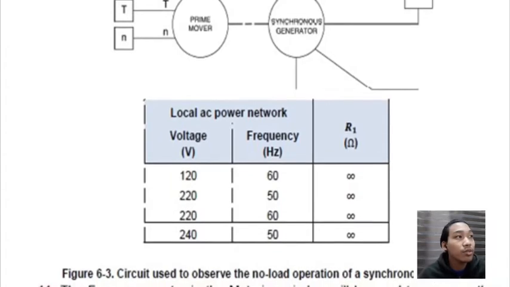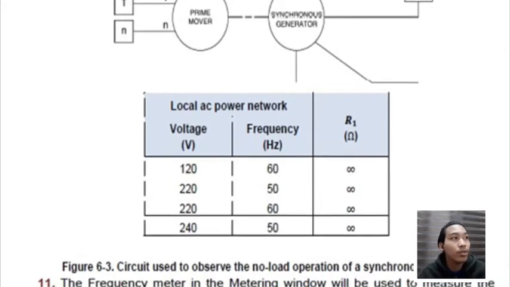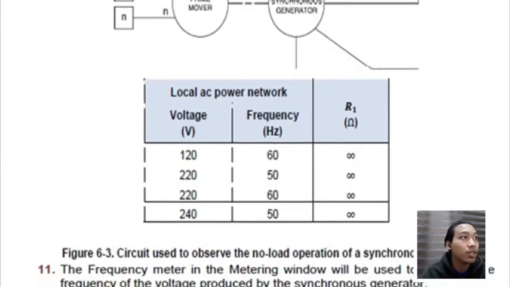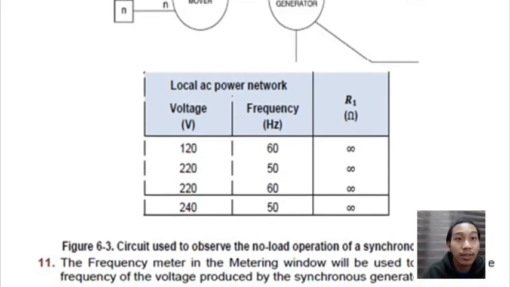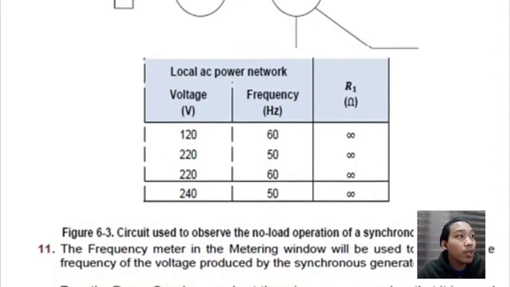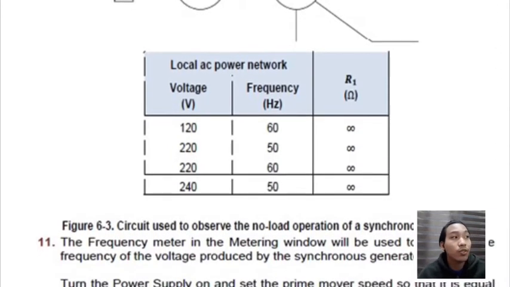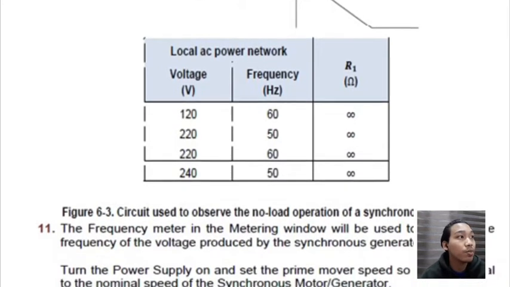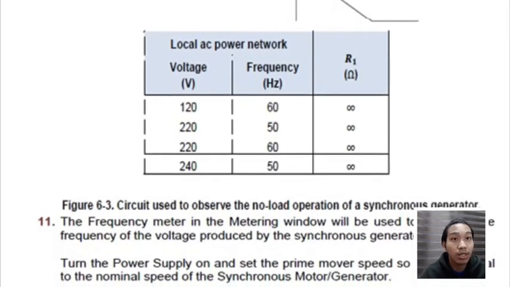The frequency meter in the metering window will be used to measure the frequency of the voltage produced by the synchronous generator. So first turn on the power supply and set the prime mover speed equal to the nominal speed of the synchronous motor or generator.